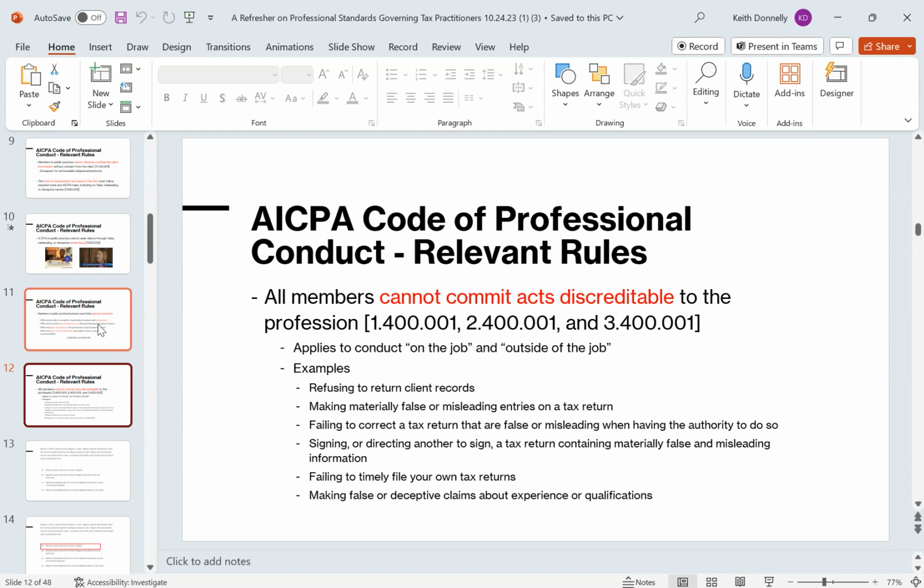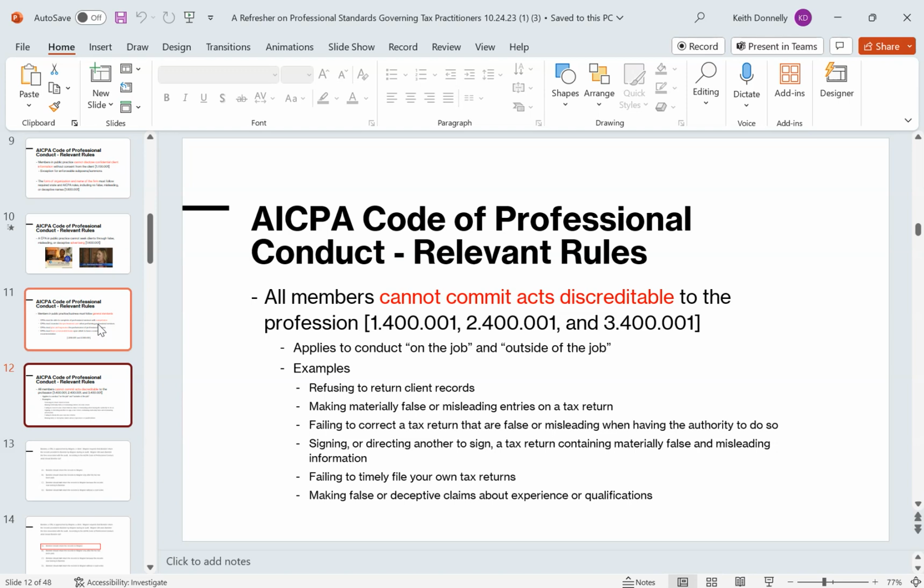Likewise, other acts discreditable: basically lying on the tax return, taking positions that are unreasonable or false or misleading. One thing here, failing to file your own tax return timely. You got to file your 1040 by April 15th.